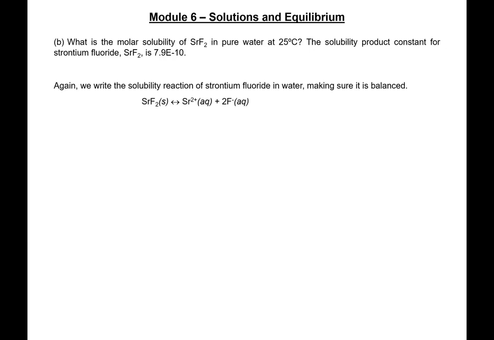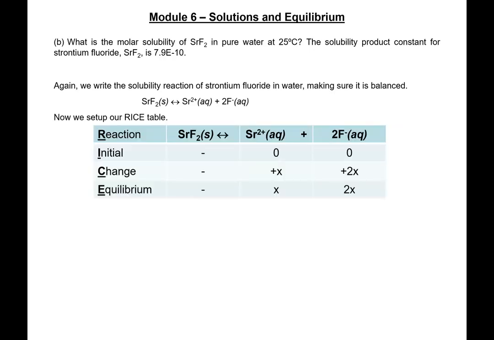We write our reaction, and we notice now the only thing that's really different is that one of the products has a stoichiometric coefficient of 2. So we set up our RICE table. Again, we ignore the undissolved solid.